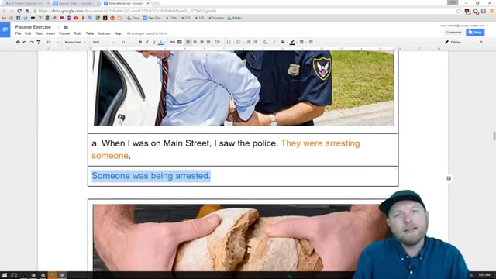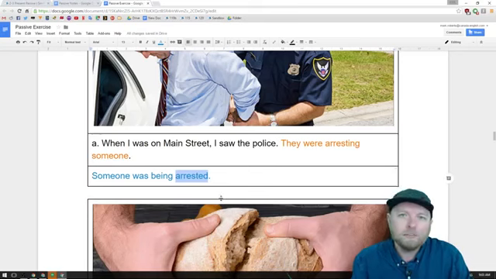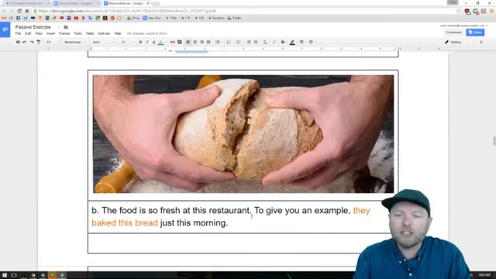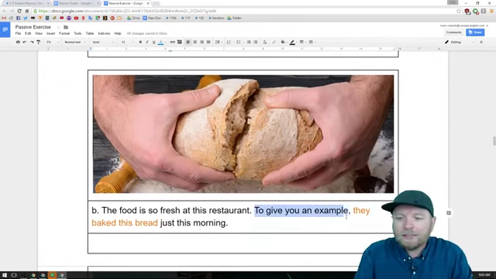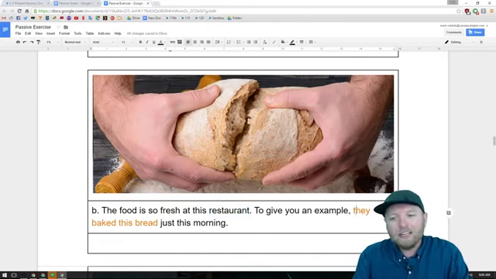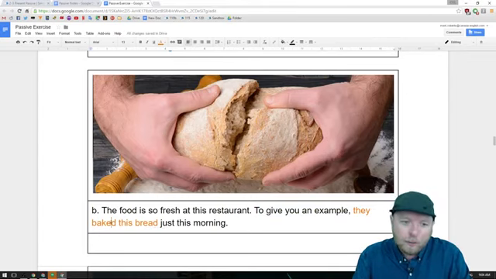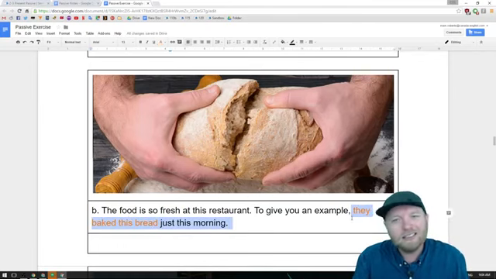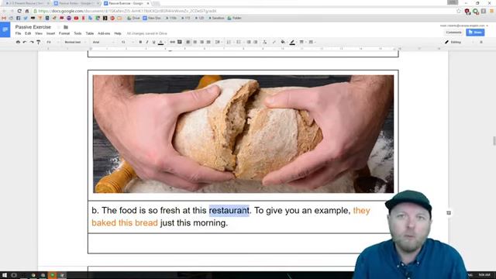Here we understand the doer. We understand the doer is police, right? Okay, let's look at the next one. The food is so fresh at this restaurant. To give you an example, they, who is they? Of course they is the restaurant workers. The agent, they, is clear. Of course the workers at the restaurant. To give you an example, they baked this bread this morning. Bake means make bread. Okay, here the agent is clear. Of course, restaurant workers, right?